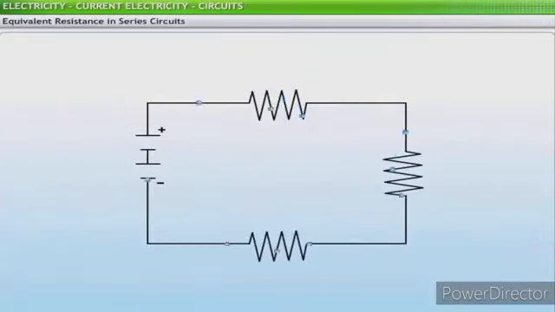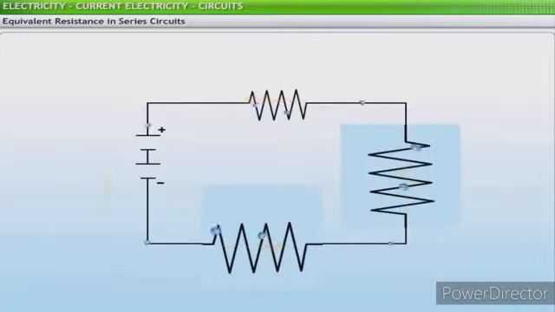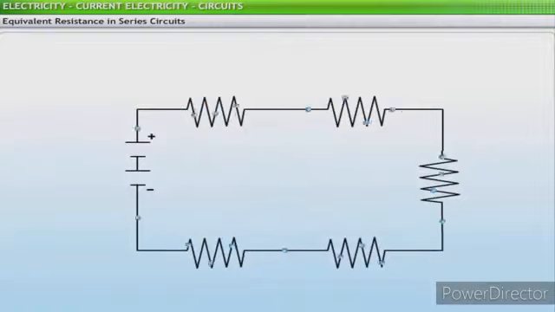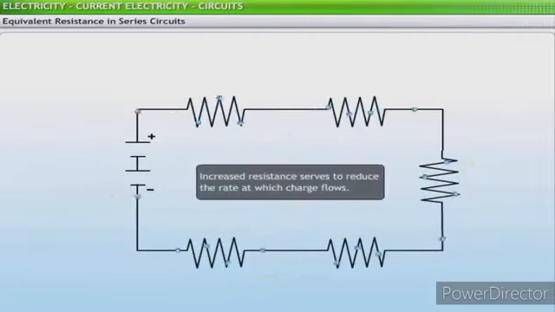Consider the series circuit shown in the figure. Since there is only one pathway through the circuit, every charge encounters the resistance of every device. Therefore, adding more devices results in a larger overall or net resistance. This increased resistance serves to reduce the rate at which charge flows. That is, it serves to reduce the electric current.